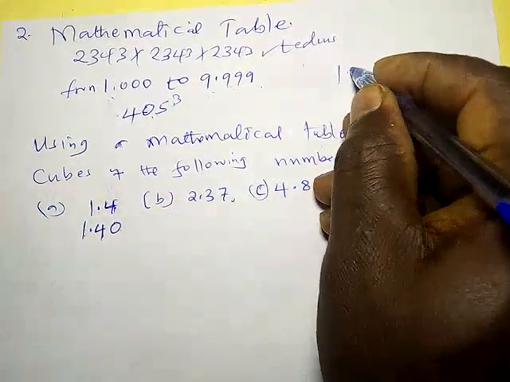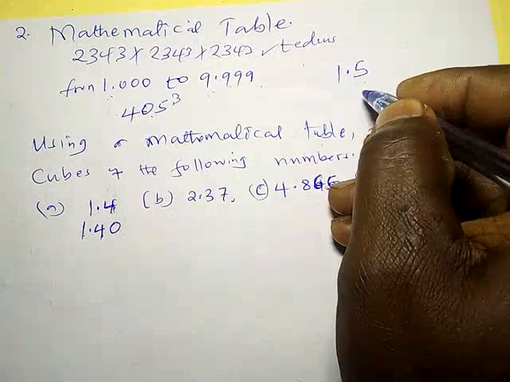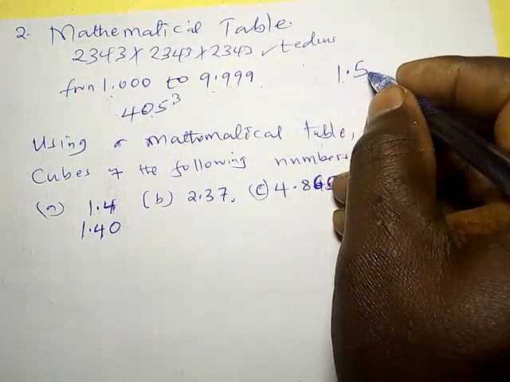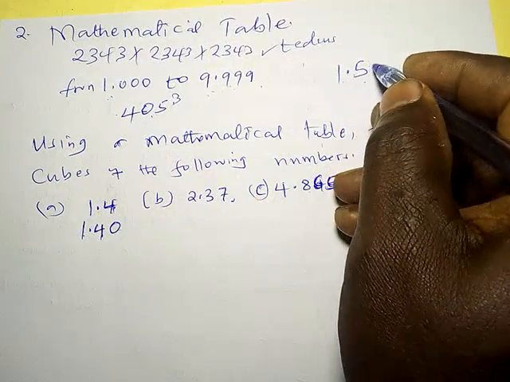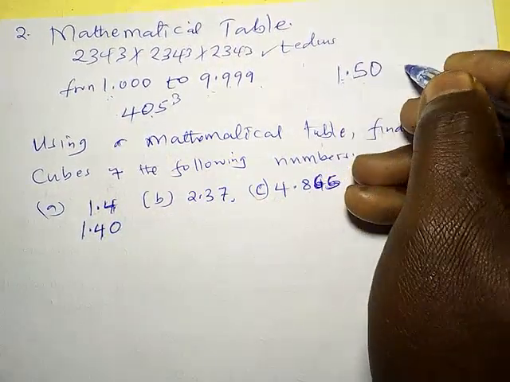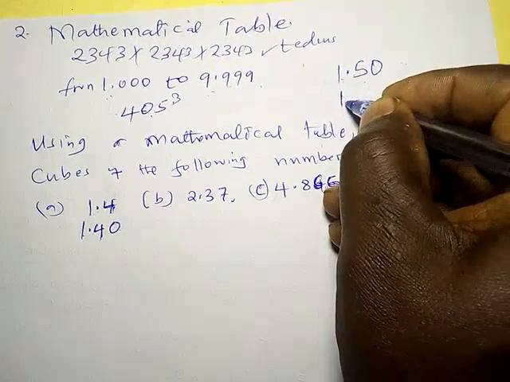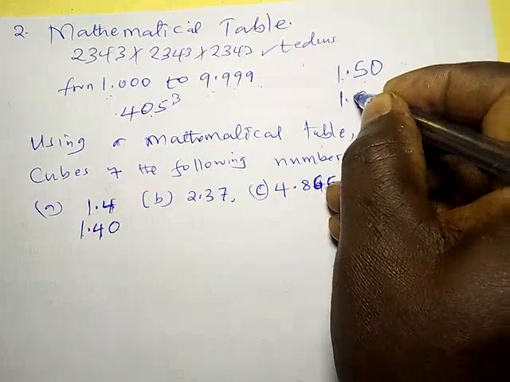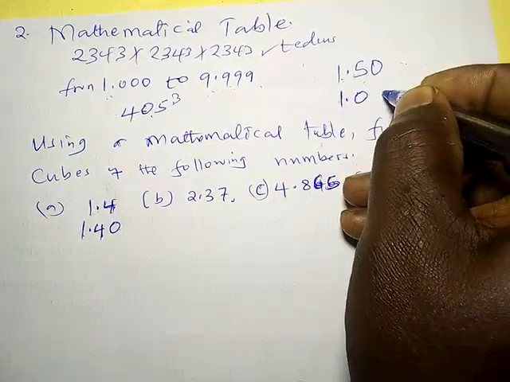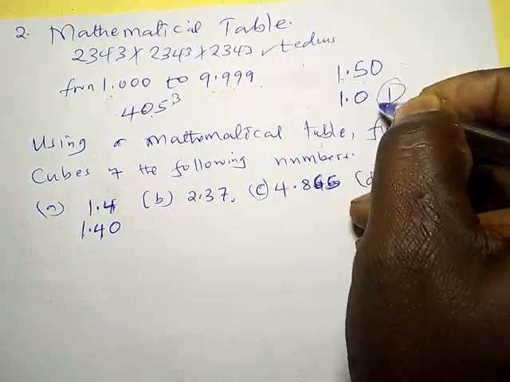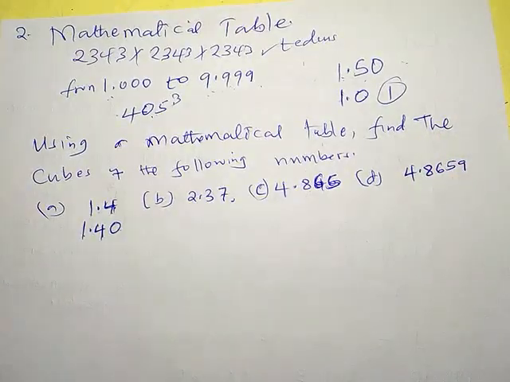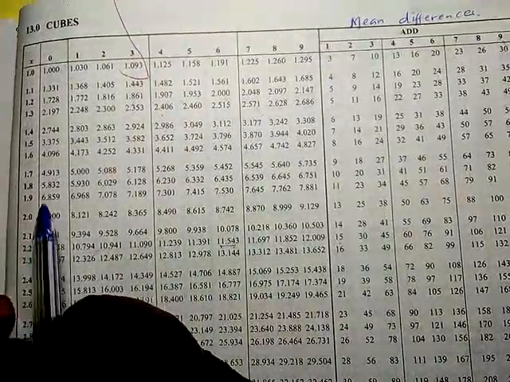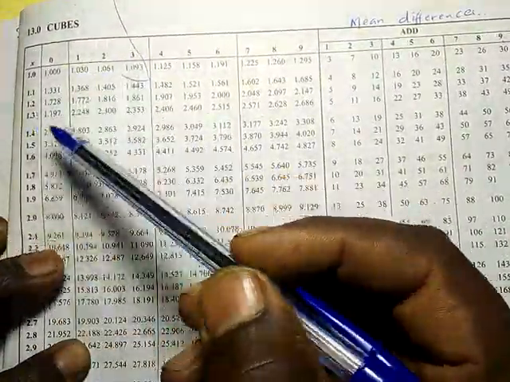If you want 1.5, you will not find it. What you will find sometimes is 1.50. And if we want the cube of 1, you will not find it unless it is 1.0, right? So 1.0 and 1 are the same. So let us go straight away and check our four-figure table.